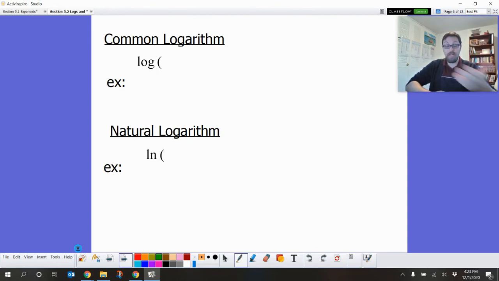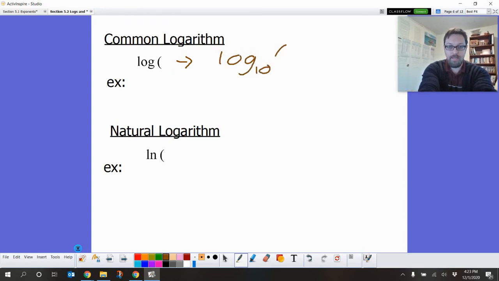So common log, if you don't write a number there, that is log base 10. This means the same as log base 10 of something. However, we don't ever write that 10. In fact, if you write that 10, I will mark it wrong.